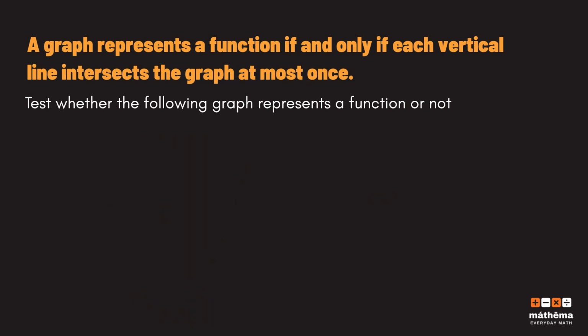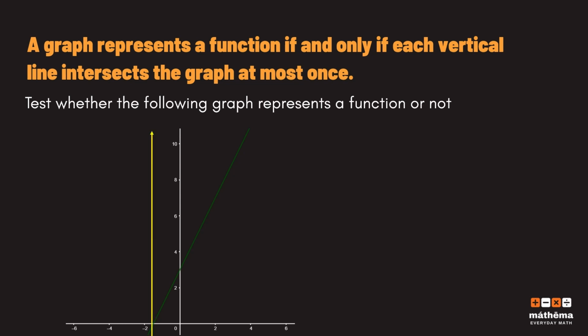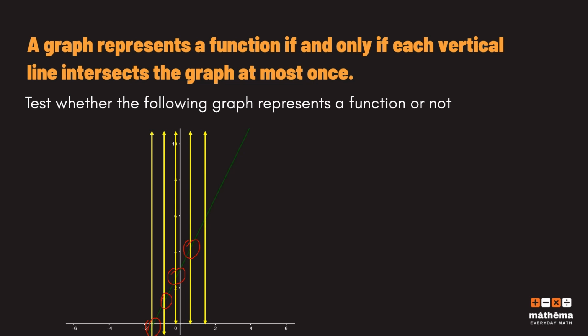Now, how about this graph? If you drop a vertical line again, one intersection. How about this? We also have one intersection. Here, we also have one intersection, and still one intersection, and then one intersection. Therefore, this line represents a function.